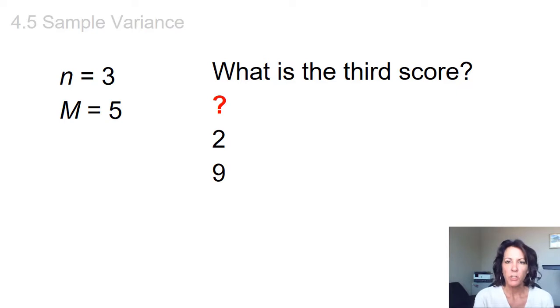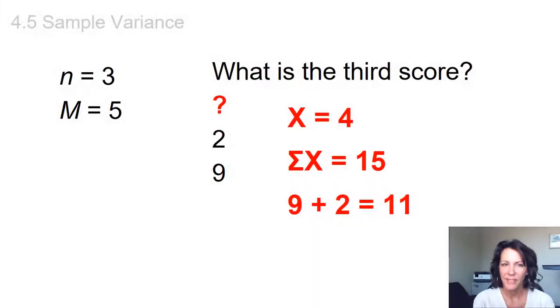So I'm going to come over here to the right and say, what is the third score in this case? We have 9 and we have 2. So that question mark score has to be a certain number. It cannot be any other number but this one number. So what is that one number? Well, that one number is 4, because 9 plus 2 is 11, and we know the total is 15, so that last score is determined. In other words, it can't be anything else.